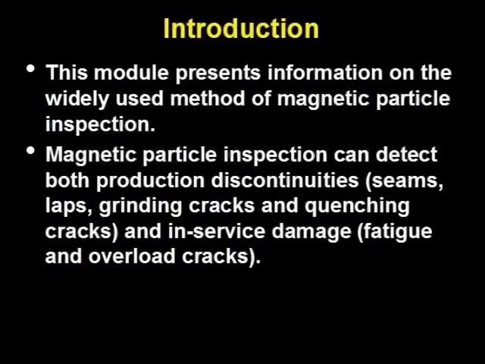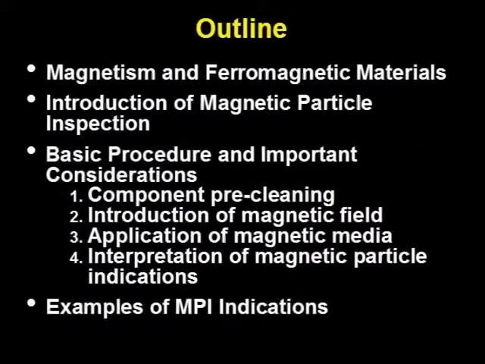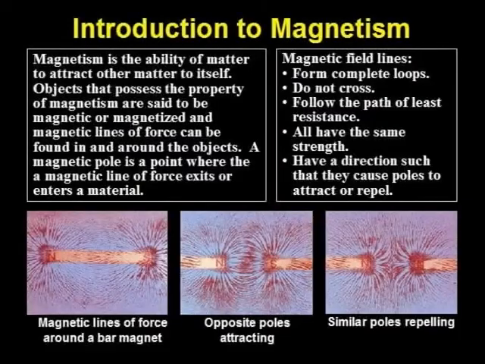This presentation will cover the use of magnetic particle inspection to detect various discontinuities in materials which are capable of being magnetized. We will discuss magnetism, ferromagnetic materials, magnetic particle inspection procedures, and show example magnetic particle inspection indications.